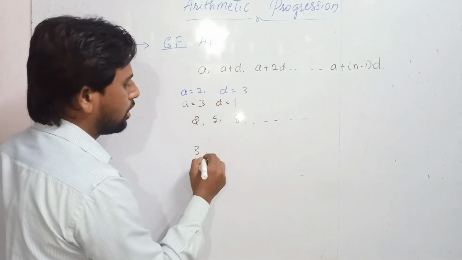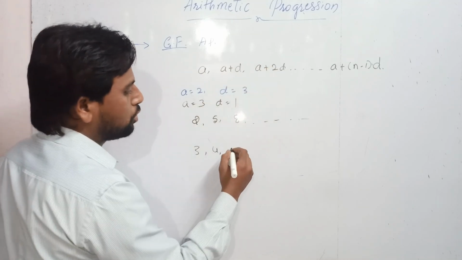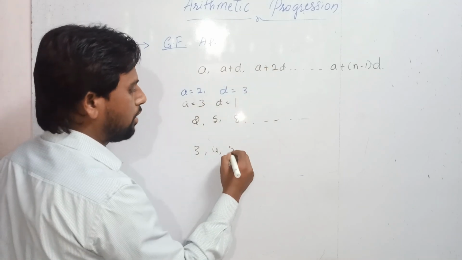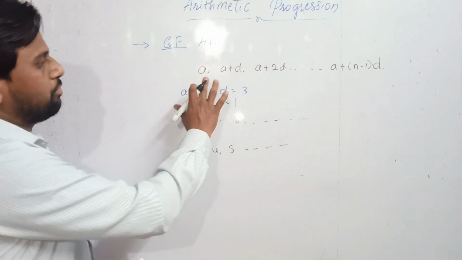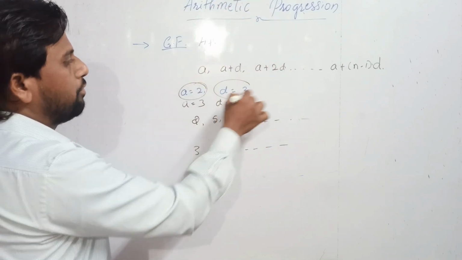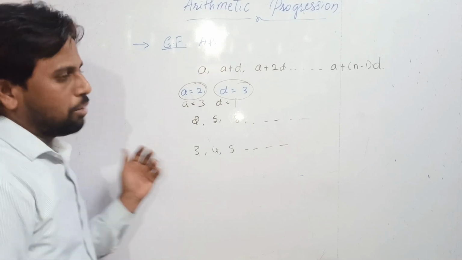Even if the value of a is 3 and d is 1, then we get 3, then 3 plus 1 is 4, then 3 plus 2 into 1 is 5. So like this it will continue: 3, 4, 5, 6. If you know the value of a and the value of d, you can form many APs.